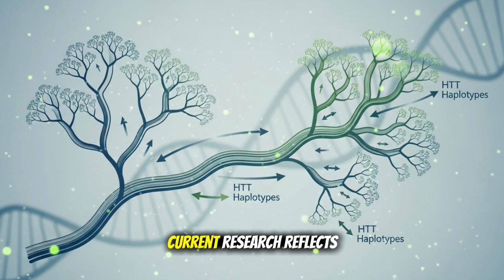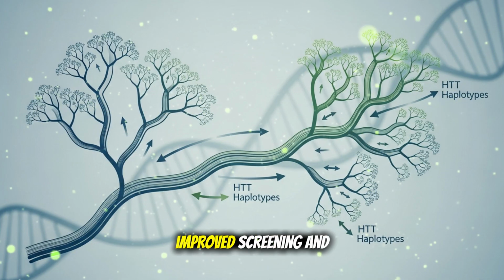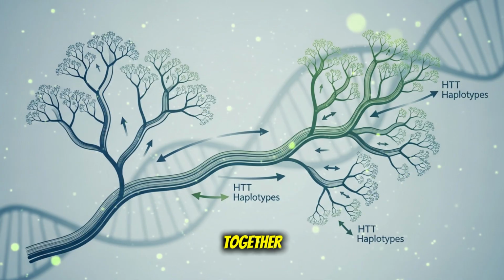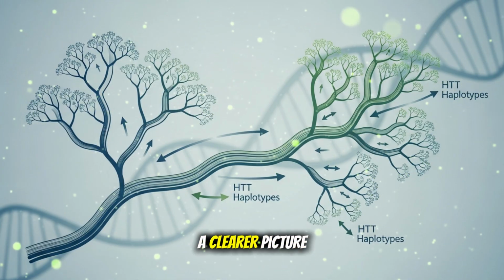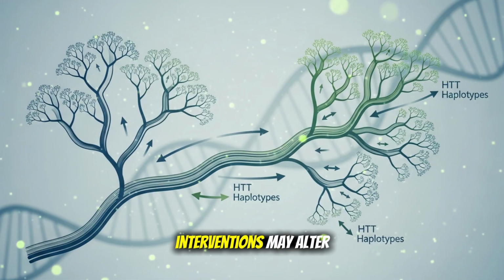In summary, current research reflects a combination of molecular advances, improved screening, and detailed population-level studies. Together, these approaches offer a clearer picture of how the disorder develops and how future interventions may alter its trajectory, providing a broad scientific context for understanding Huntington's disease.